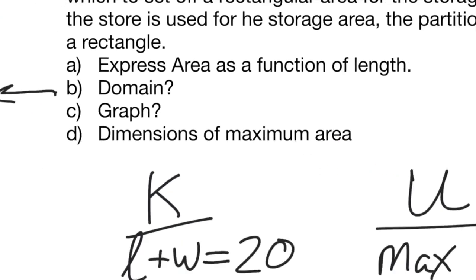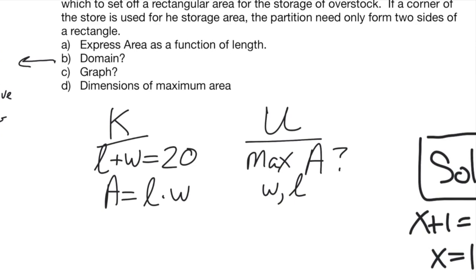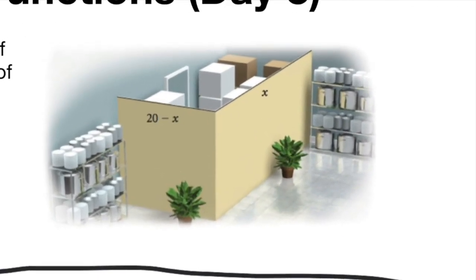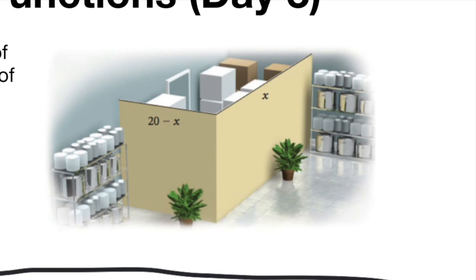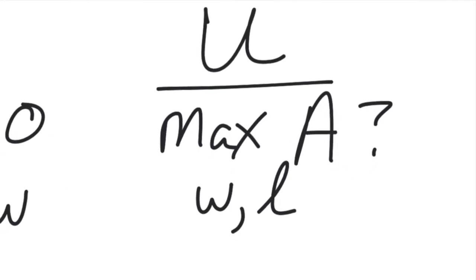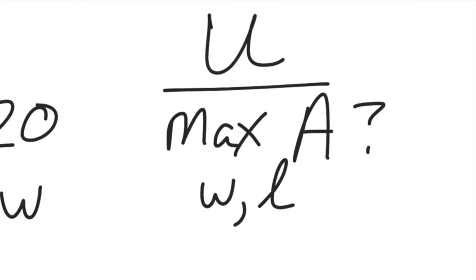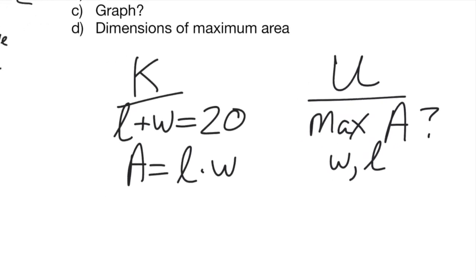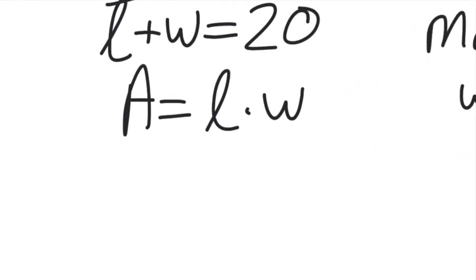So the knowns and unknowns, we know, for example, that the length plus the width is equal to 20. How do I know that? It's here. We've got 20 feet worth of partitions. We also know the formula for area, which is length times width. What don't we know? Well, we don't know the maximum area. We don't know the width and the length. But let's focus on this maximal area. This is the function that we're eventually going to need to graph and maximize, area.